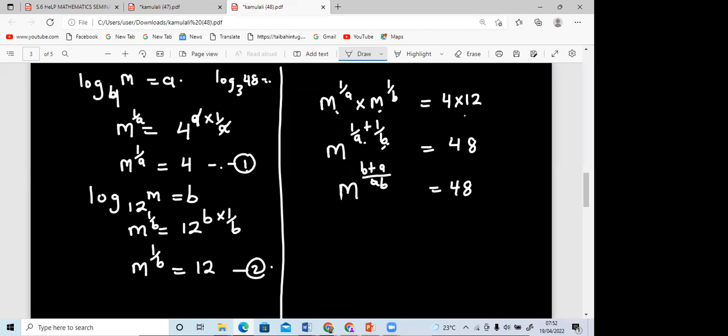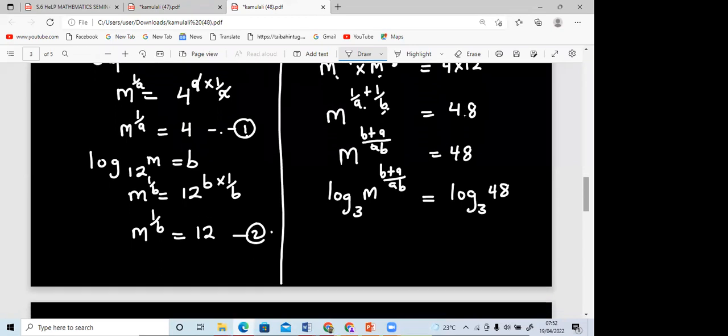So I can introduce log base 3 on both sides. I can say log base 3 of m to the power (b plus a) out of ab is equal to, on this side, log of 3 to 48. So I've introduced the same logarithms on both ends. So what am I going to have? I can now have this power dropped.